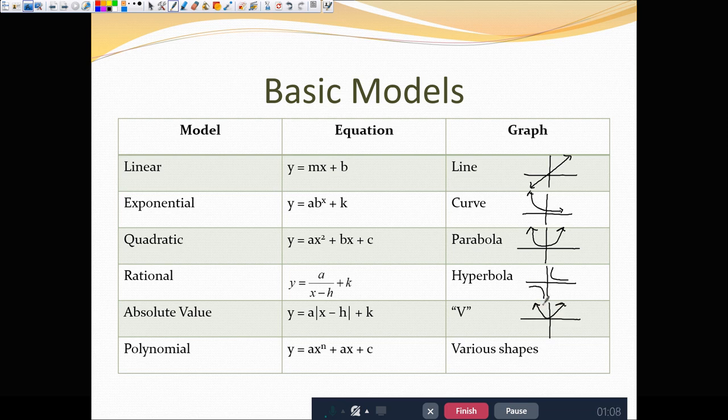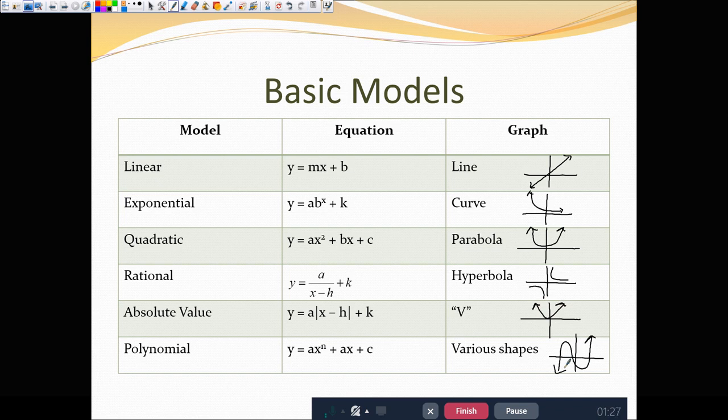And our polynomials have a variety of different shapes. However, the number of curves is one less than their exponent. So an example of that would be like this. This would have an exponent of 3 because it has 2 turns.